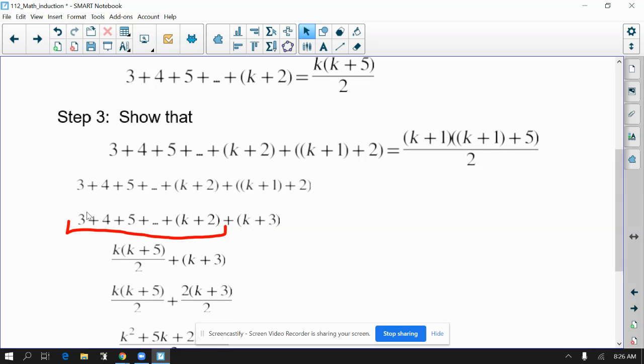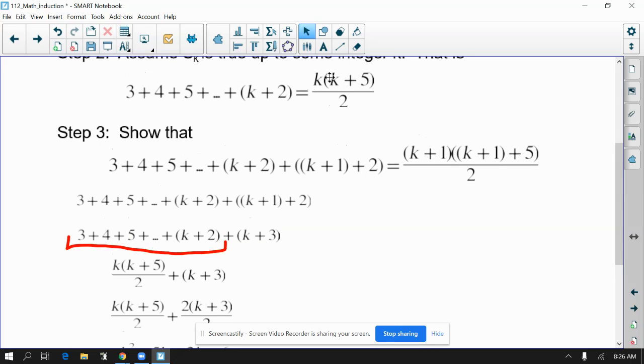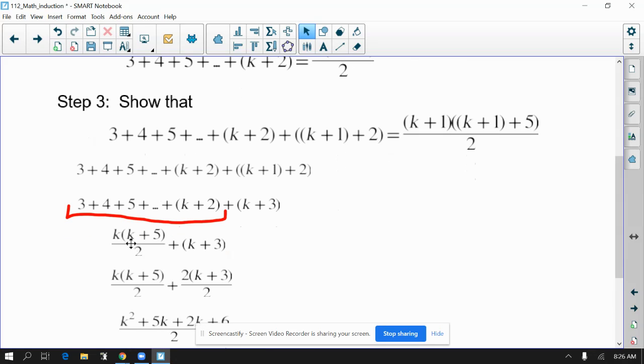And then this always happens. You always have a chunk that is your assumption. So this first chunk right here is equal to this, k times (k plus 5) over 2. I assume that to be true, so I replace it with this. I add k plus 3.